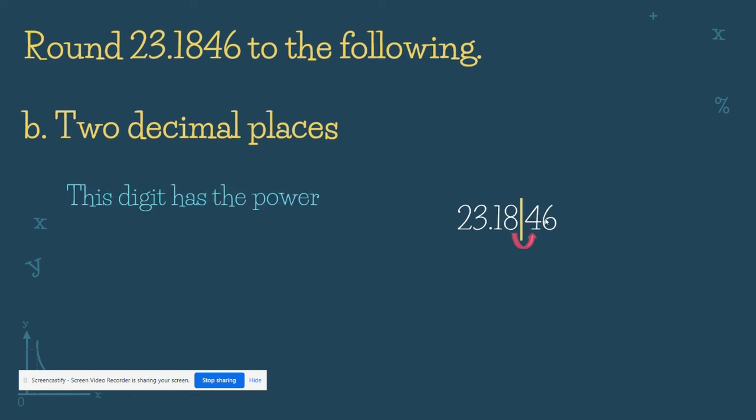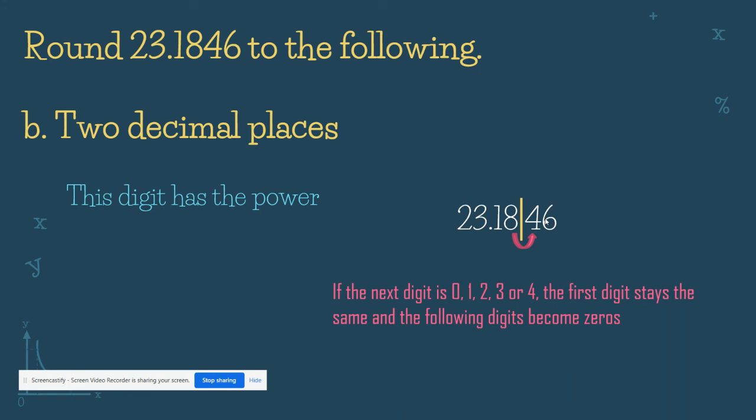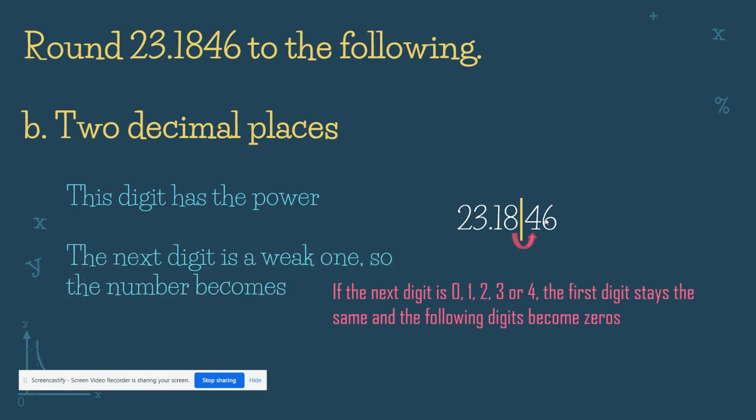So let's see, this digit has the power. If the digit is 0, 1, 2, 3, or 4, it stays the same. The next digit is weak, so the number becomes 23.18. It stays the same. It's got two decimal places, and the rest all vacate. They leave. All right, so that's it for now. I want you to try out that program for me, please.